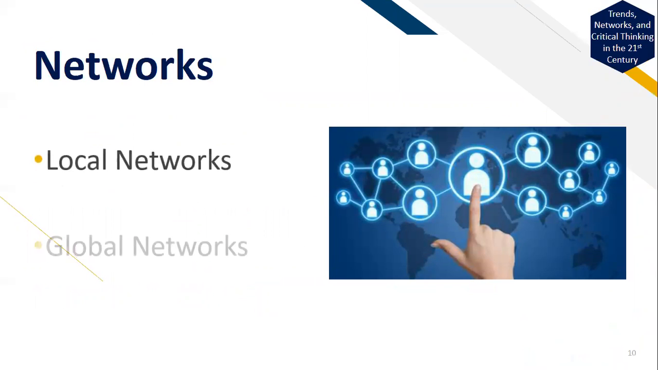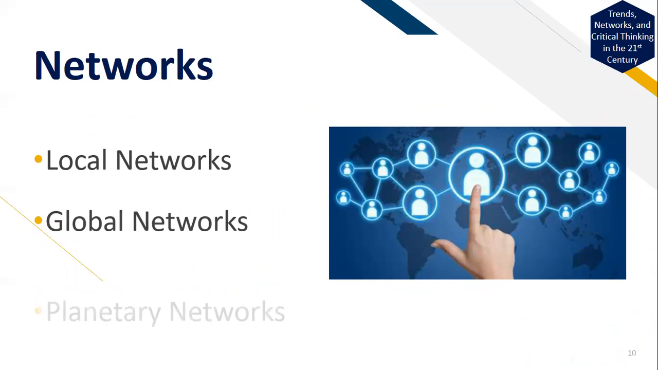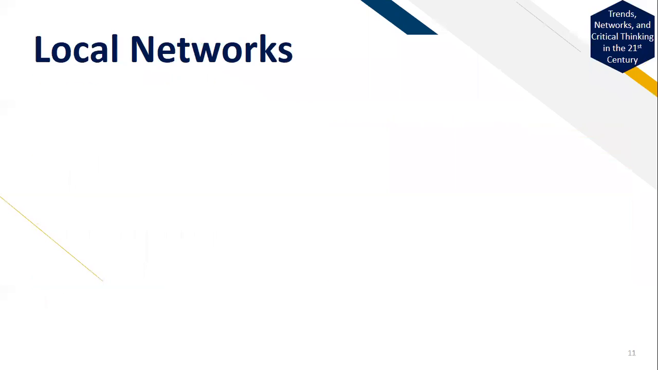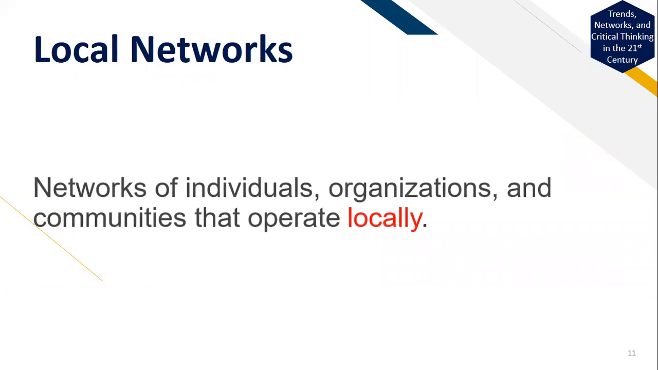So meron tayong tatlong types of networks such as local networks, global networks, and planetary networks. So pag sinabi natin local networks, these are the networks of individuals, organizations, and communities that operate locally. Kaya nga siya tinawag na local network kasi nasa isang locality lang siya. Okay, ano example nito? Pwede ito yung sa barangay nyo, pwede ito sa pamilya nyo, pwede ito sa mga kamag-anakan nyo.